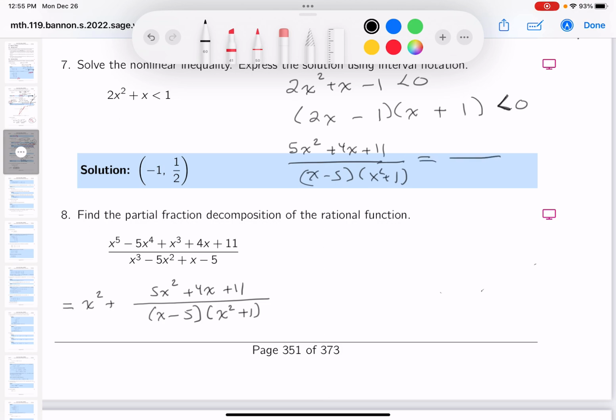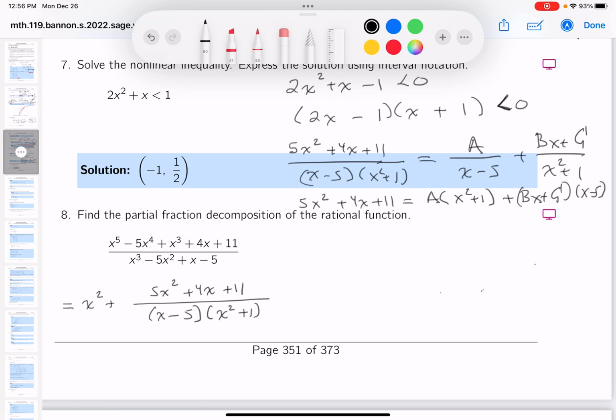And this is equal to, well, the linear factor x minus 5. The other one's an irreducible quadratic, that's x squared plus 1. I'm going to say this is A. I'm going to say this is Bx plus C. I'm going to clear the fraction. And what would you get? You would get 5x squared plus 4x plus 11 equals A times x squared plus 1 plus, ooh, it's going to be a tough one, Bx plus C times x minus 5.